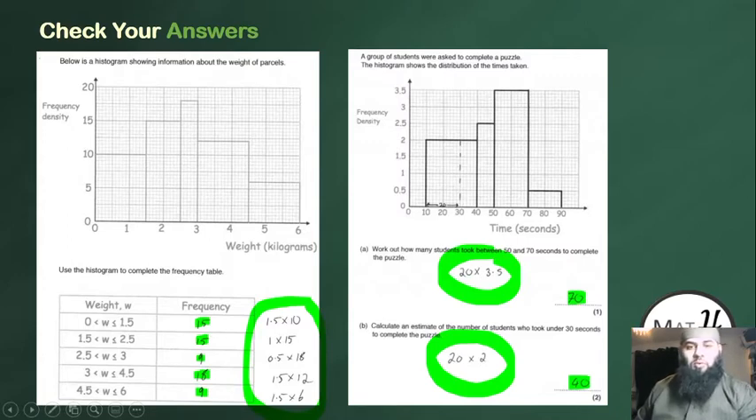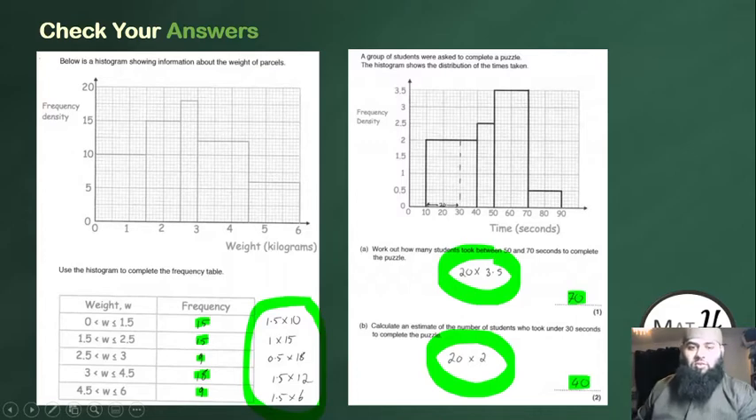Question number 2 is a bit more tricky. So it says work out how many students took between 50 to 70 seconds to complete the puzzle. But the difference between 50 and 70 is over here. And we have, so the difference between 50 and 70 is 20. And we have the frequency density as 3.5, so we have to do 20 times 3.5, get answer 70.